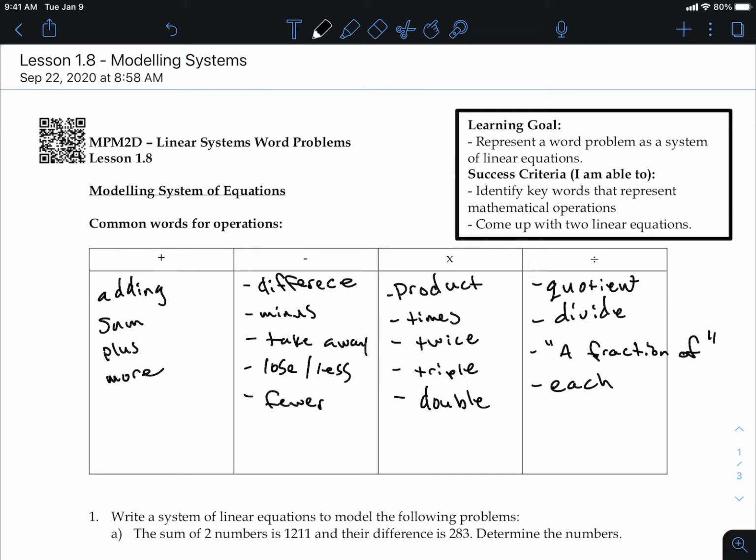Okay, that's a pretty good list, and we can add to it. You can always add to it as you start doing word problems. If you see some that you know mean certain operations, you can add them to your list. Okay.